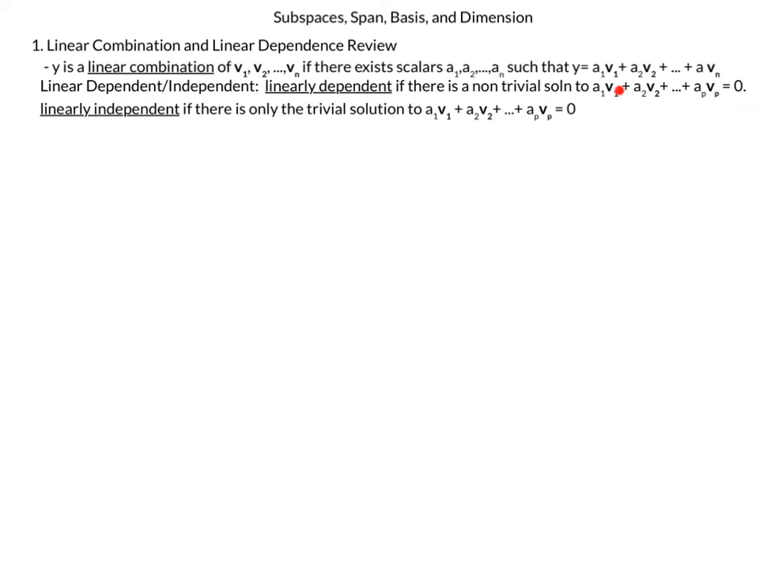So for example, I can write v1, if I subtract all these vectors to move them to the other side of the equation, and then divide by a1, I will have written v1 in terms of all the other vectors. They are linearly independent if there's only the trivial solution here. So the only way you can scale all the vectors and sum them together and get 0 is if a1, a2 up to ap all equal 0. And remember also, if they're linearly independent, that means you cannot write any of the vectors in terms of the others. You cannot construct any of these vectors from the others.